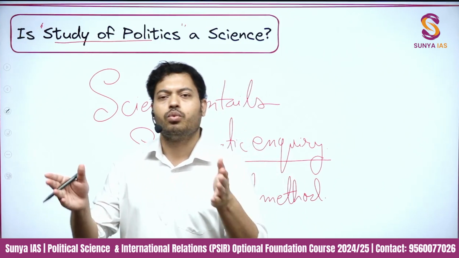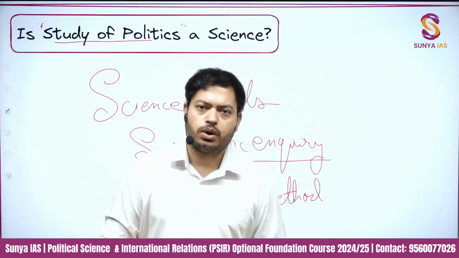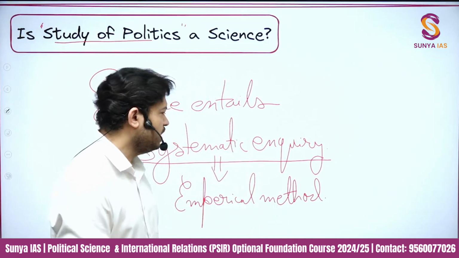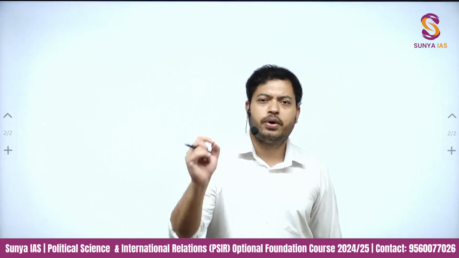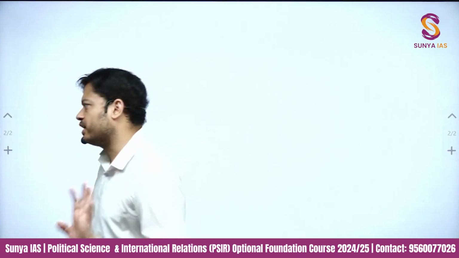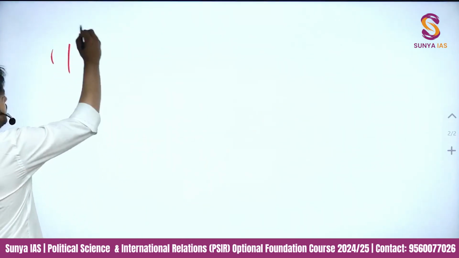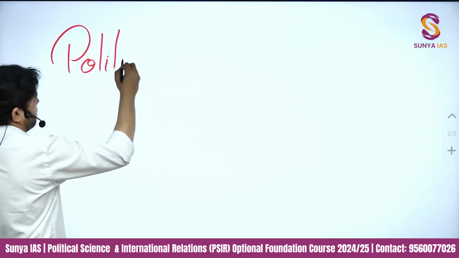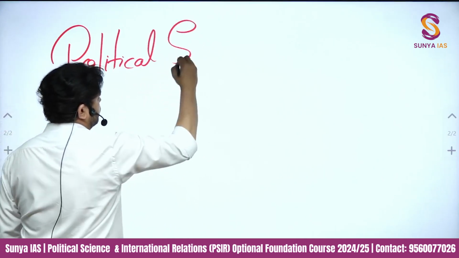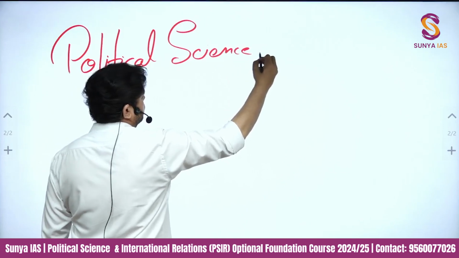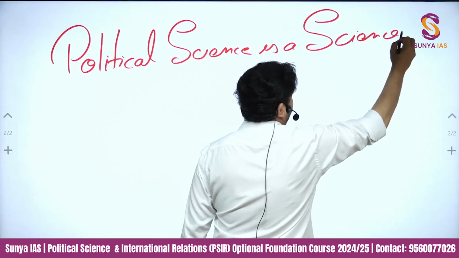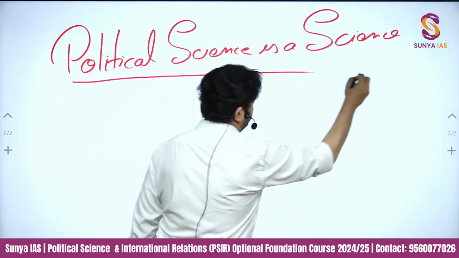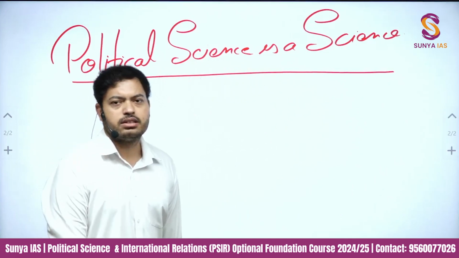Let's first understand what they have stated. Okay, so the very first idea is this: let's take a hypothetical situation and consider that political science is a science. Let's check it out. Now, suppose this is a hypothetical situation and I have accepted this thing, that it's a science.